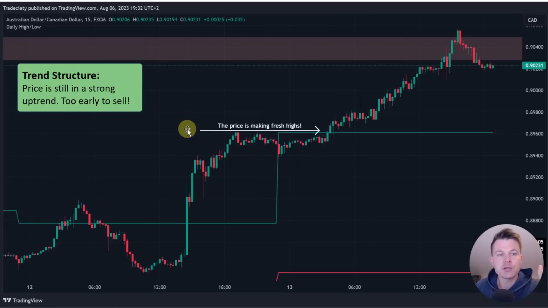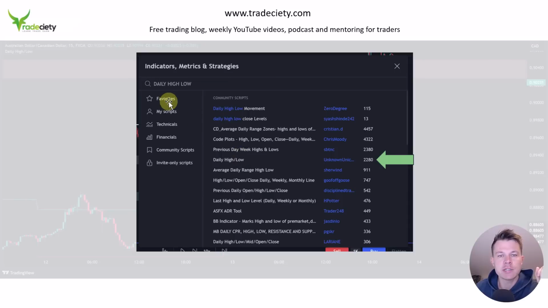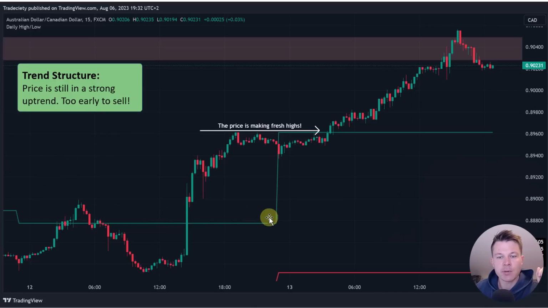What I love to use is the daily high-low indicator on TradingView. When you go to indicators on TradingView, you search for daily high-low, and then here, this is the one, daily high-low from Unknown Unicorn. Again, thank you a lot for making this great free indicator. And what it does is plot the previous day high and the previous day low on your price charts.